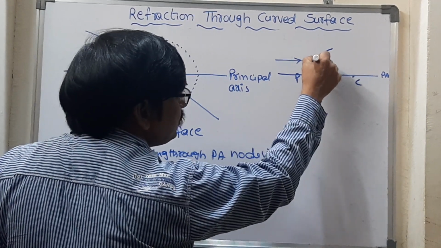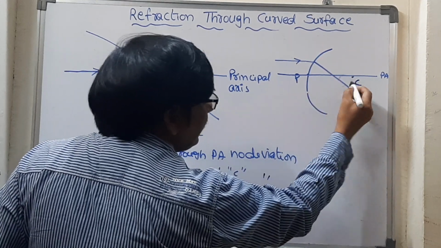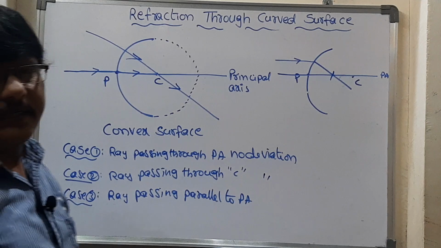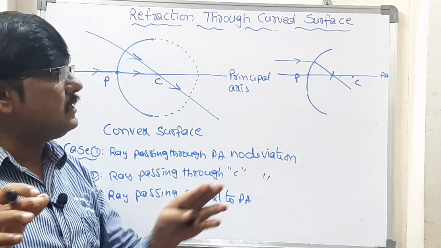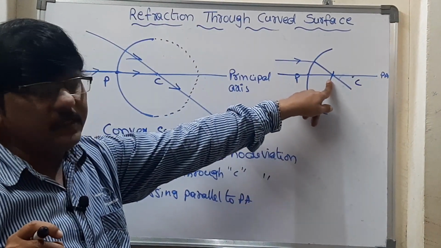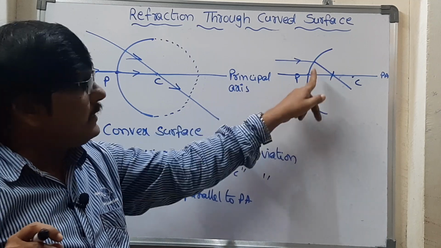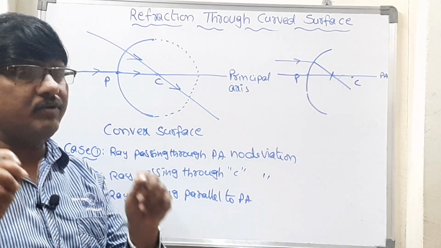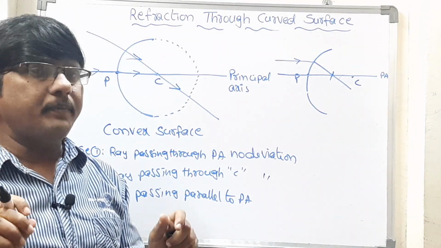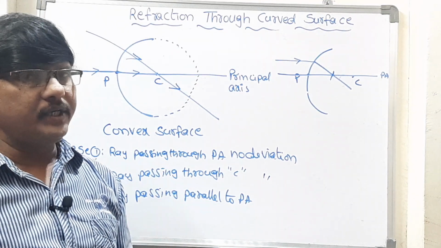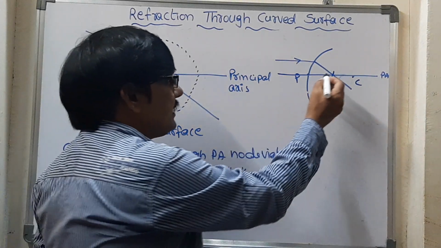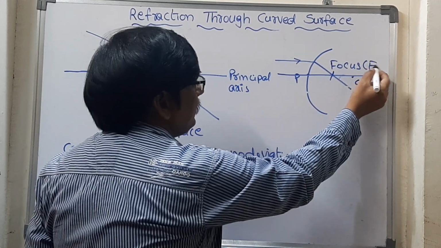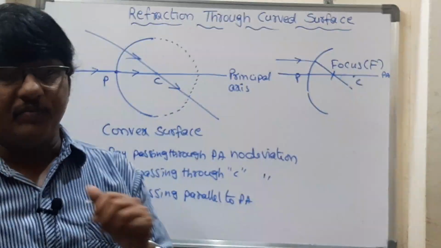That undergoes refraction, and it intersects the principal axis, between P and C, at one point. That point we call a focus. What do we call that? A focus. Generally we represent it with the capital letter F.